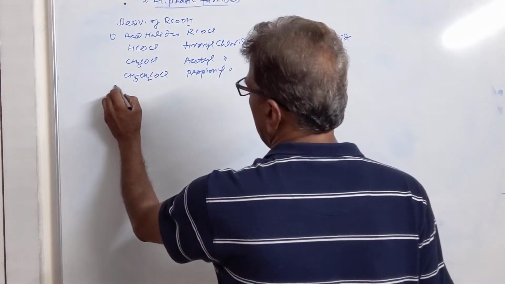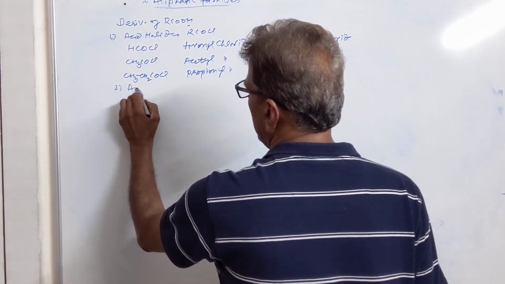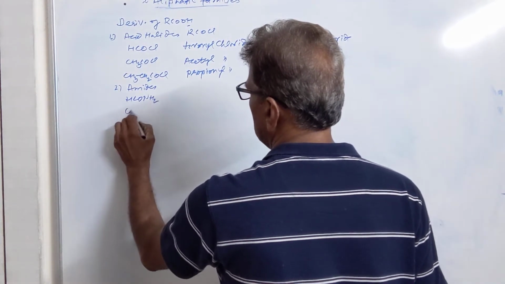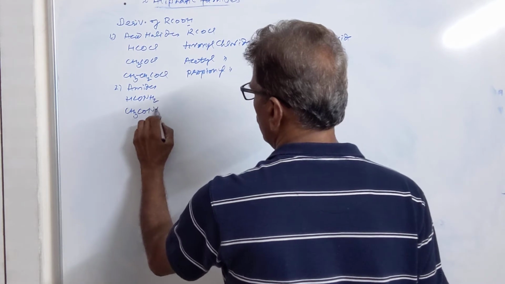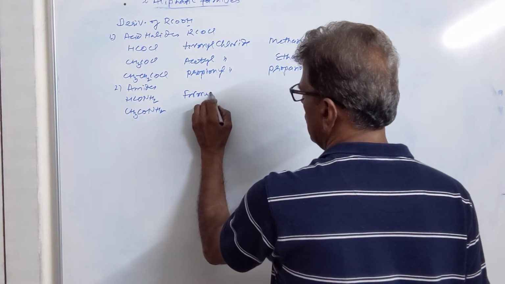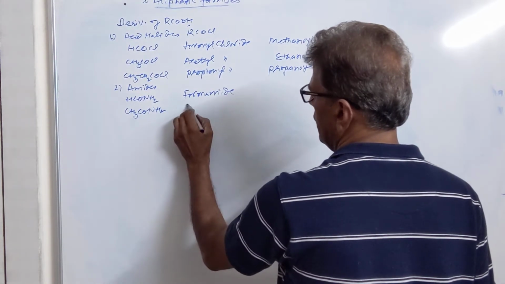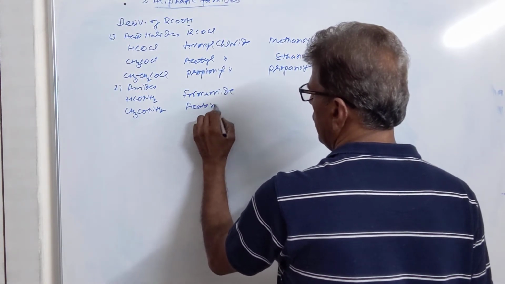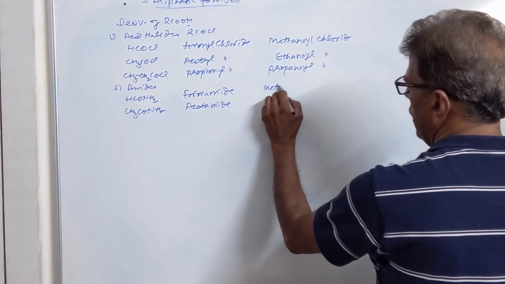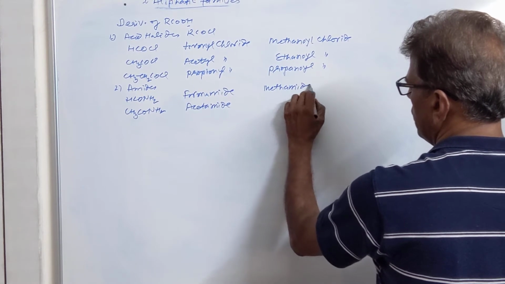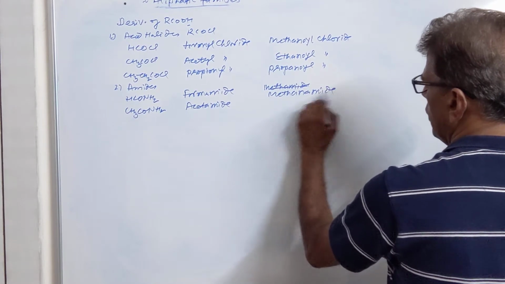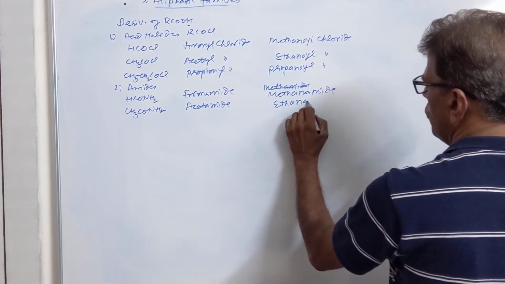Then we have second class, amides, RCONH2, CH3CONH2. First is formamide, formic acid derivative. This is acetamide, derivative of acetic acid. This is methanamide, 1-carbonamide, methanamide. This is ethanamide, 2-carbonamide.